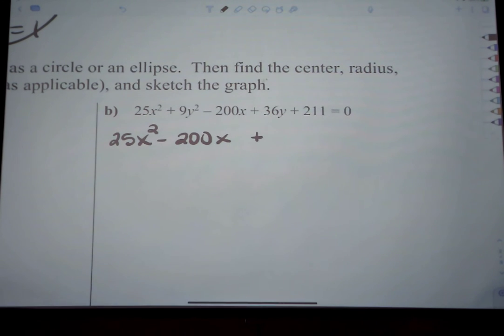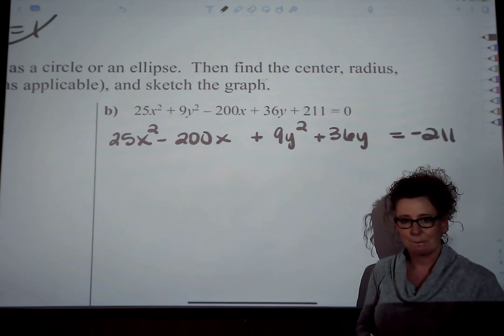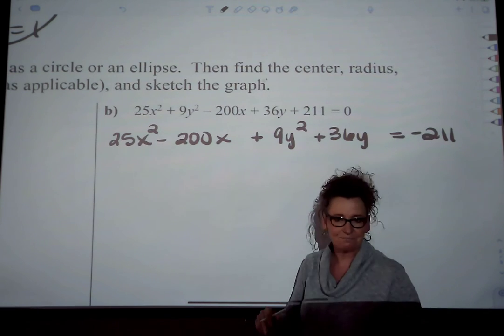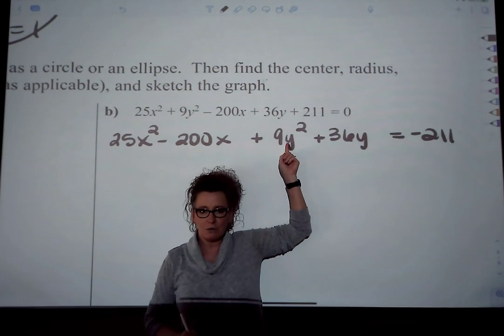I grouped my x's. I grouped my y's. I moved the 211 over to the other side. Okay, now, two things. I want you to pull the coefficient off the x and pull the coefficient off the y.